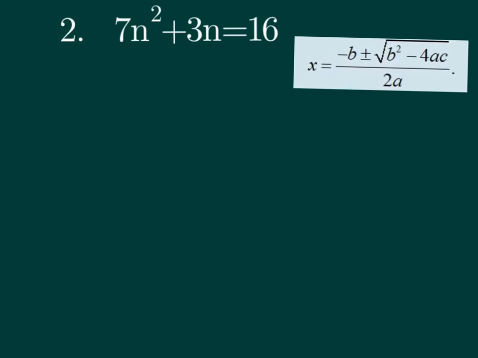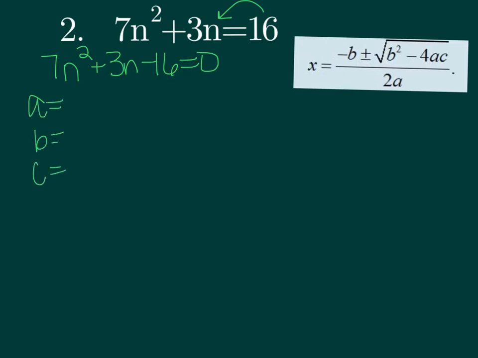All right, next one. Okay, same thing. We're going to use the quadratic formula. Now this one, we need to move the 16 over because it always has to be equal to 0, just like in the past. So when I move my 16 over, it becomes negative 16. Okay. Now again, we're going to find out what A, B, and C equal.